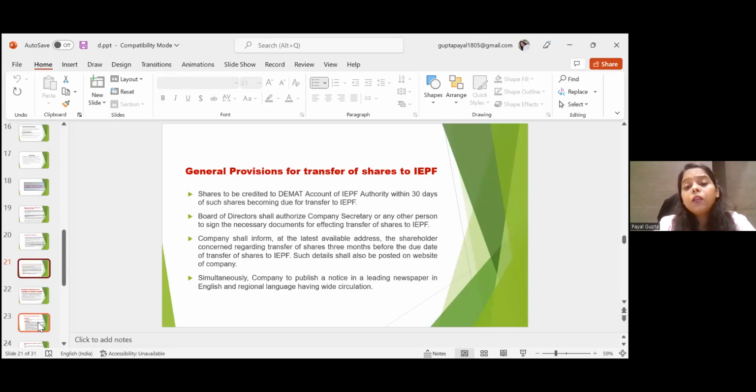But before doing such things, 3 months from the due date of transfer to IEPF, जहां से हमें 3 महीने के अंदर करना है आईपीएफ में शेयर्स ट्रांसफर, उसके 3 महीने पहले हमें सारे शेयर होल्डर्स जिनका शेयर्स एंटाइटल्ड है आईपीएफ के लिए, उन्हें ये चीज कंसर्न इंफॉर्मेशन देना होगा उनके लेटेस्ट अवेलेबल एड्रेस पे. प्लस ये नोटिस हमें भिजवाना पड़ेगा न्यूज़पेपर में, वन इन इंग्लिश एंड अनदर इन रीजनल लैंग्वेज, दैट इज बाय नेशनल सर्कुलेशन.